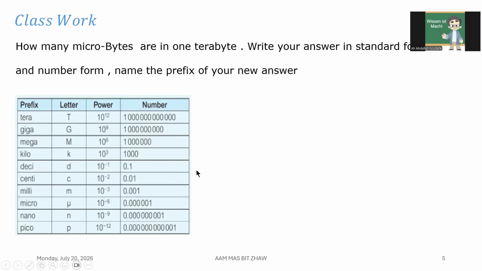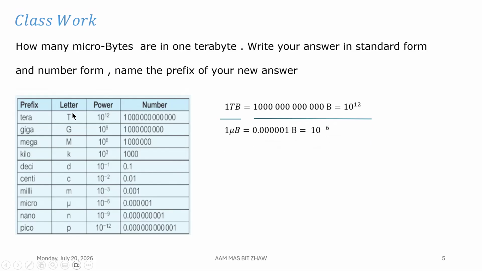Exactly. Also, for this example, how many microbytes are in a terabyte? Write your answer in standard form and number form. Name the prefix of your new answer. The prefix will not be written here. I will give you the prefix at the end. It is like you start, okay, we have to unify the measures. Terabyte, how much is in terabyte? It is 1 million byte. How much is 1 microbyte?